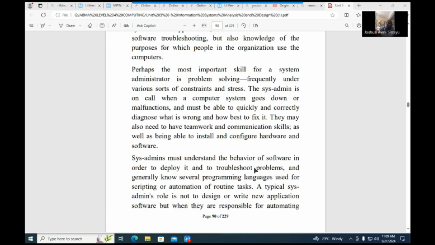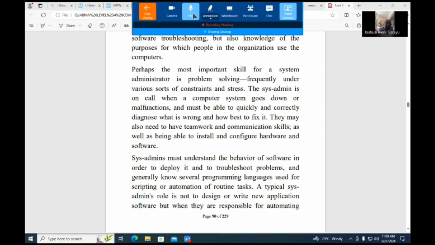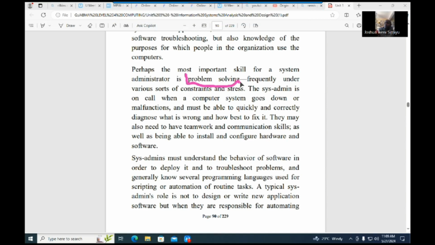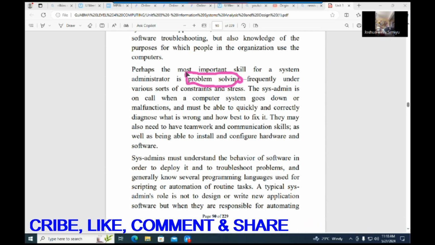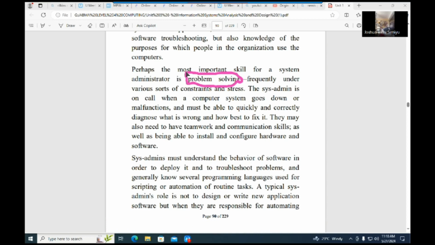Now, the most important skill for a system administrator is problem solving. This is because, under various constraints and stress, the system administrator will be required to solve problems. Most of the time he will be the one on call when a computer system goes down or there is some malfunctioning of the system. So it should be somebody who has the ability to diagnose a system quickly and correctly, know what is wrong in the system, and know how best to fix it.